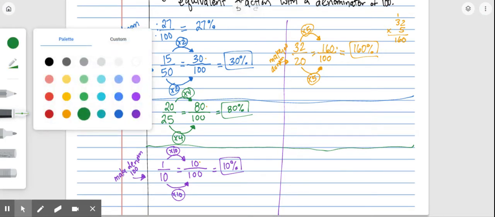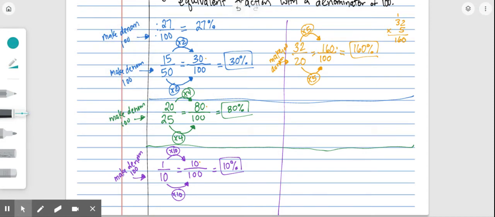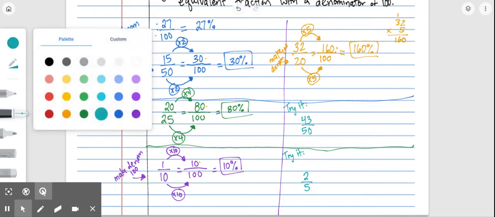I'm going to give you 2 try-its. So I'm going to pause, I'm going to write the try-its, then I'm going to have you pause and I'm going to have you try them. All right, here are my 2 try-its. 43/50ths and 2/5. So take a few minutes. I want you to write these 2 down, and then I want you to pause the video for 2 minutes, and I want you to try it.